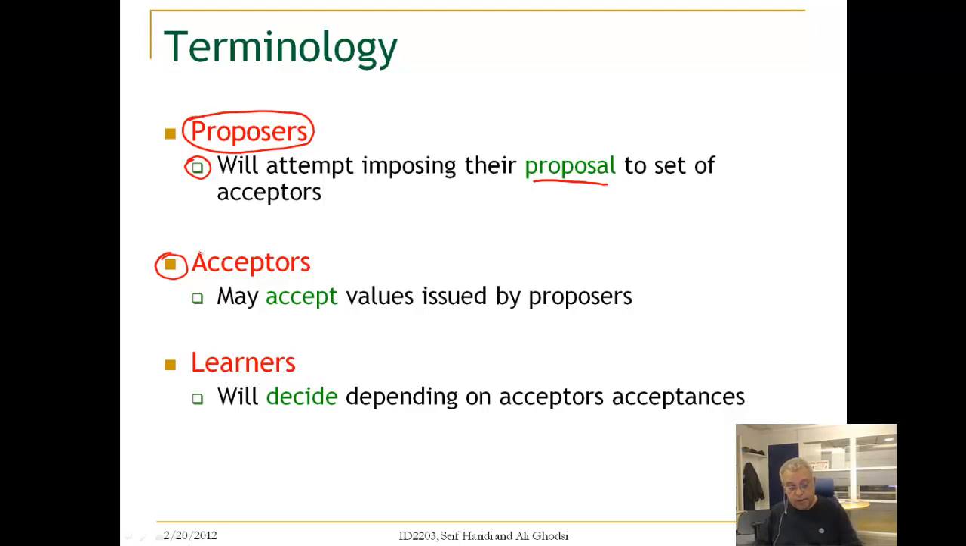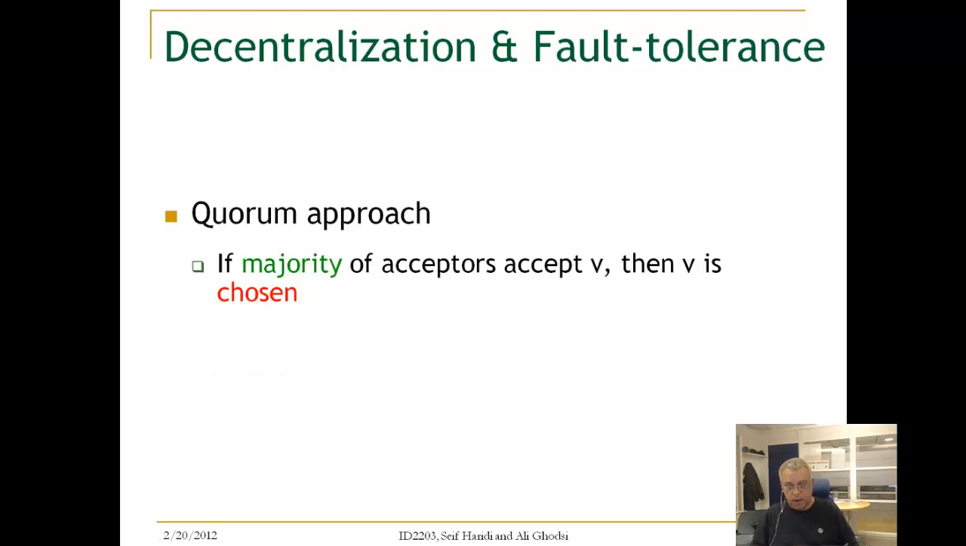And we have the set of acceptors, which accept, or may accept, values issued by proposers. And we have the set of learners. These are roles. The learners will decide depending on the acceptance by the acceptors. Just to put it briefly, whenever a majority of acceptors agree on a value, this will be the value decided upon from now on, in the future.